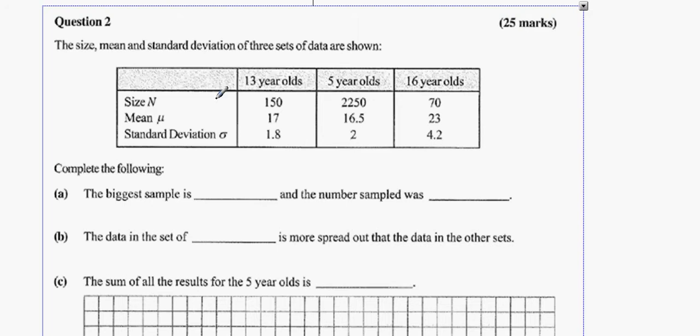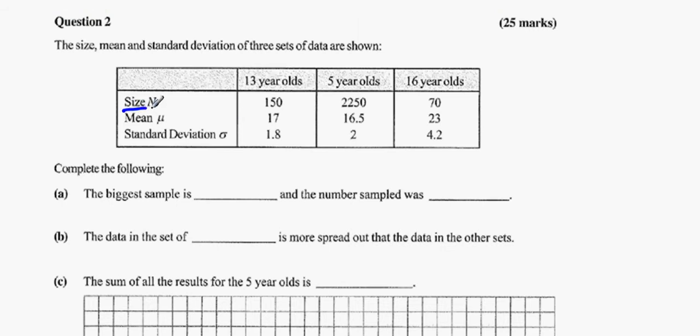The size, the mean, and standard deviation of 3 sets of data are shown. What the size means is how many people you may have surveyed. So you surveyed 150 13-year-olds, 2,250 5-year-olds, and 70 16-year-olds. The mean is what they averaged. So the 13-year-olds averaged 17, the 5-year-olds averaged 16.5, and the 16-year-olds averaged 23.